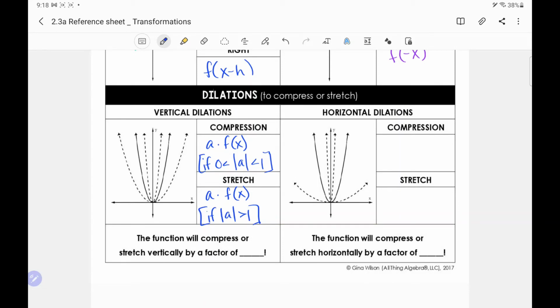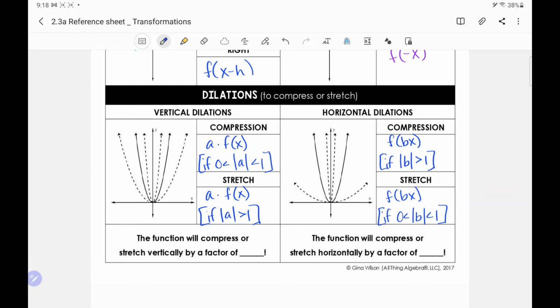And then we've got some horizontal dilations. The horizontal dilations, we have compression, the f of bx. Notice the b is inside, it's multiplying inside the parentheses, unlike the a, which was outside. So f of bx is a compression if the absolute value of b is greater than 1. And then f of bx is a stretch when b is between 0 and 1. So if 0 is less than the absolute value of b is less than 1. So notice these are just the opposites, compression and stretch.